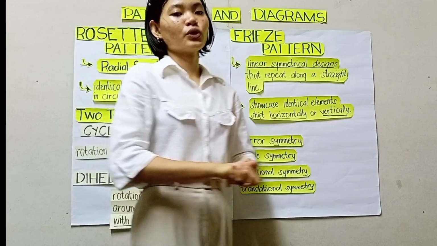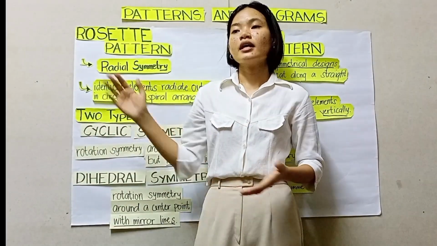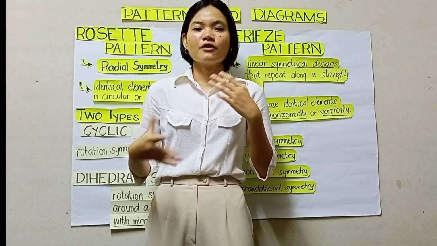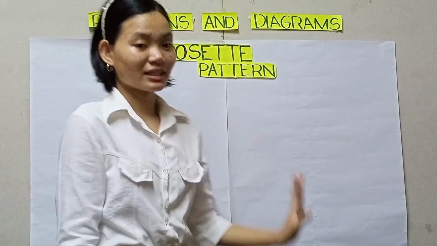I am going to show you some examples of each pattern, 15 in total, 8 for Rosette and 7 for Frieze pattern, to hopefully further understand its concept. So now, let's proceed to showcasing some examples of Rosette pattern.